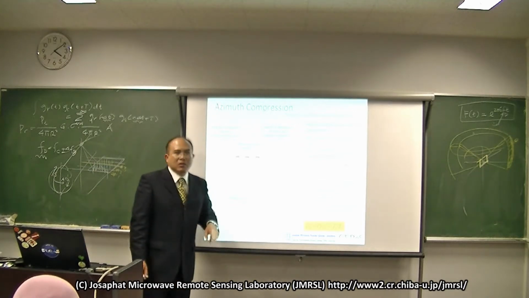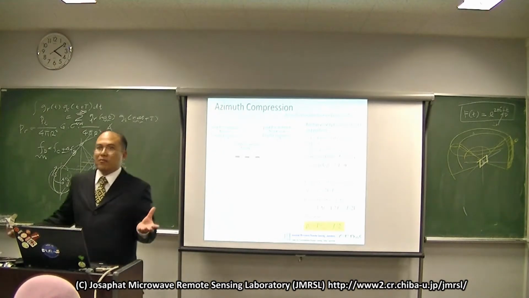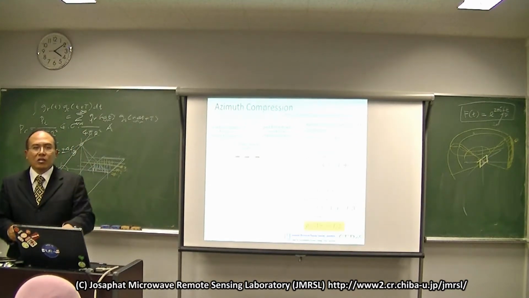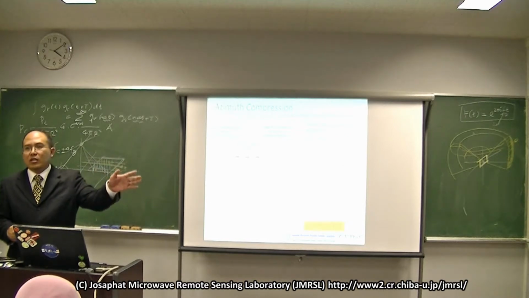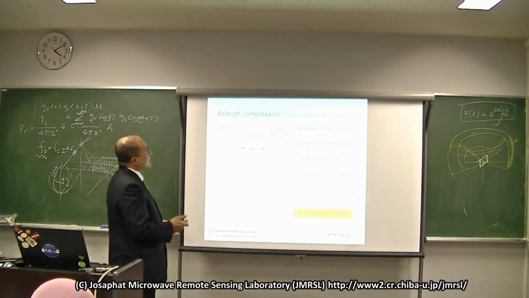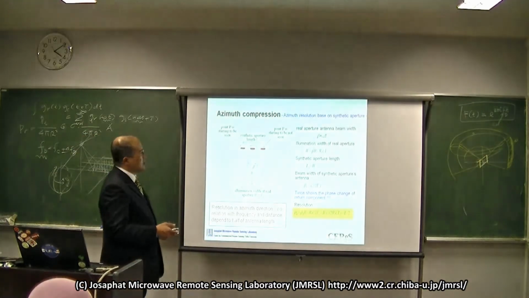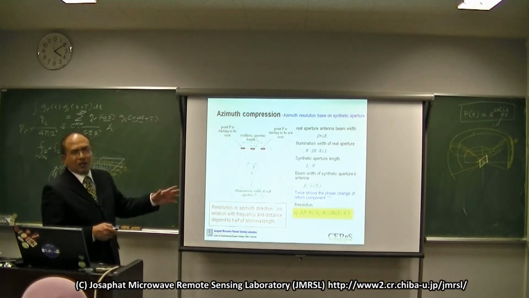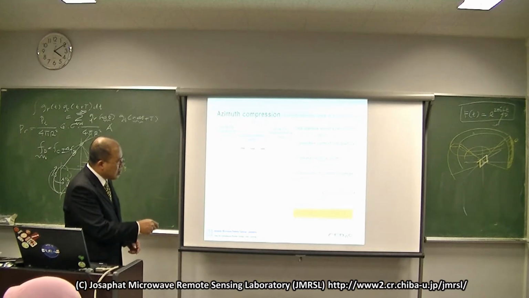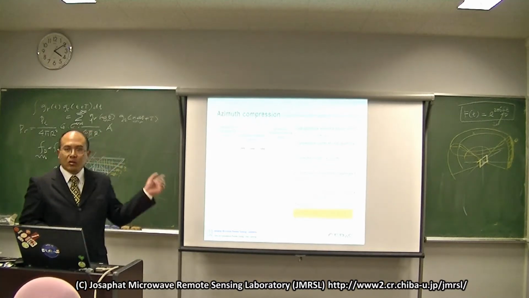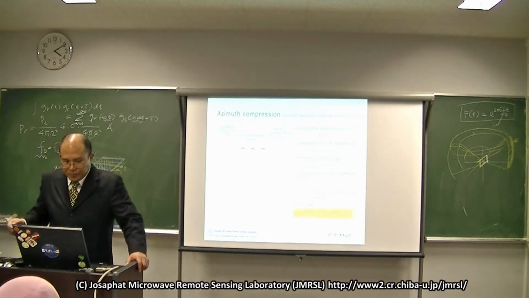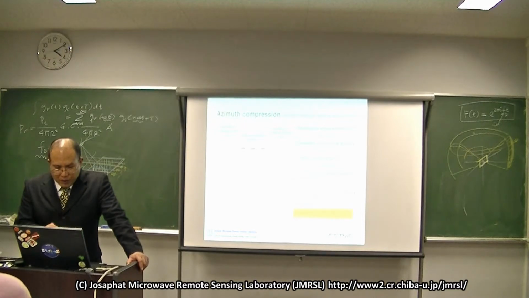If your antenna is 12 meters, then you will find the resolution in the azimuth direction is half, 6 meters. It is also simple to prove that finally the resolution is L divided by 2. You can just see it from this derivation. It is simpler.